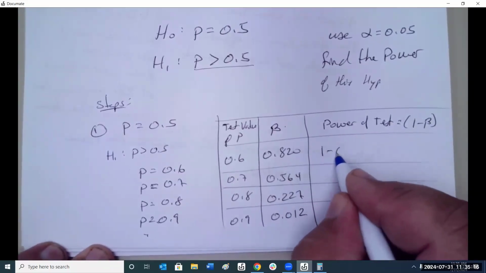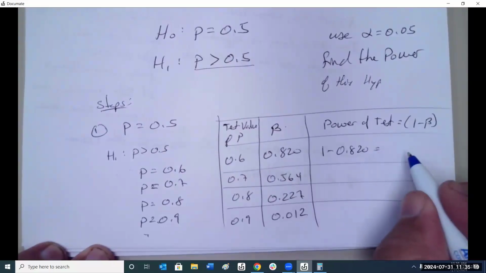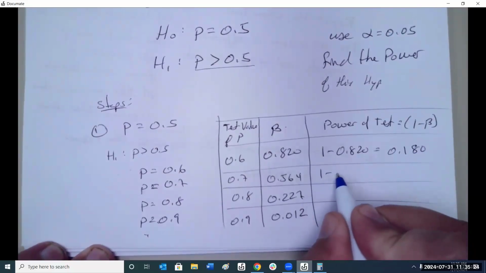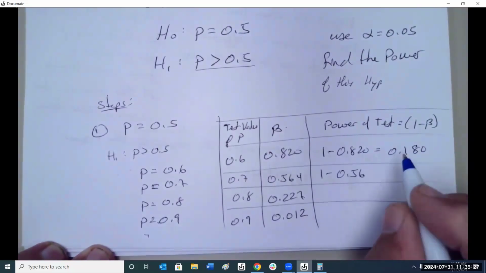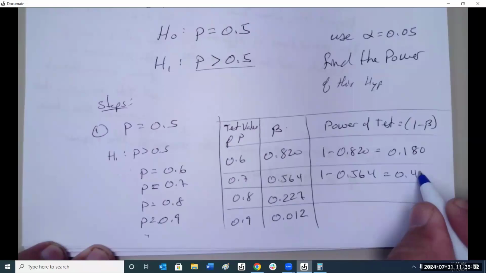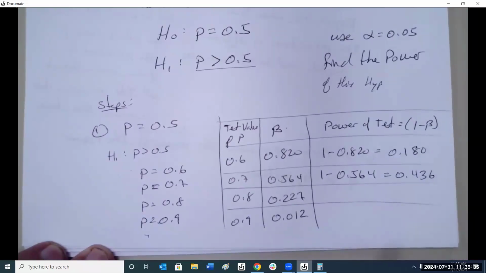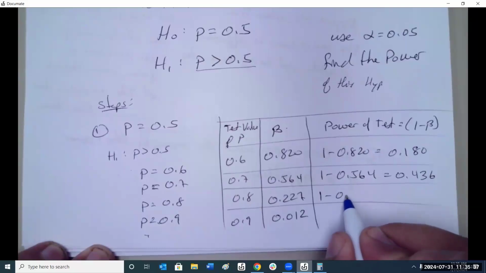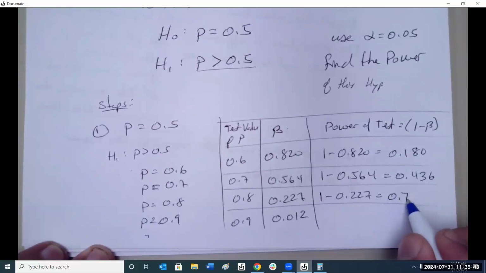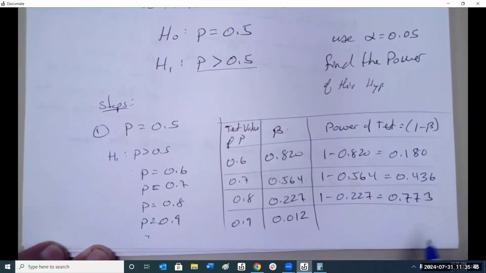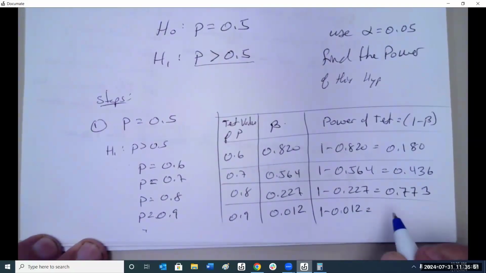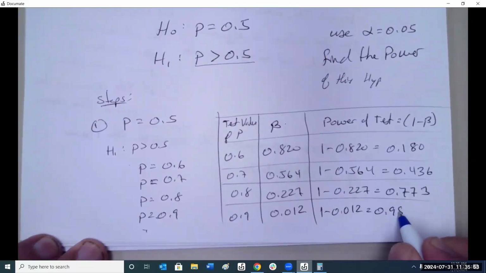So it's 1 minus 0.820 makes it 0.180. 1 minus 0.564 equals 0.436. 1 minus 0.227 is 0.773. 1 minus 0.012, 0.988.